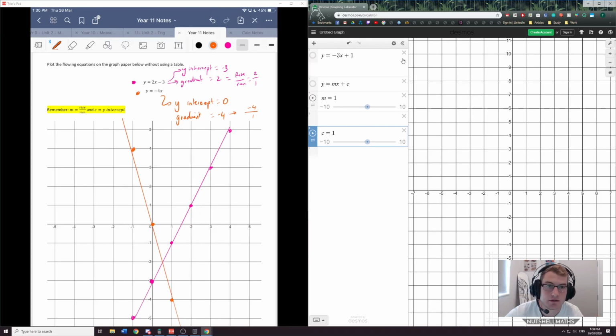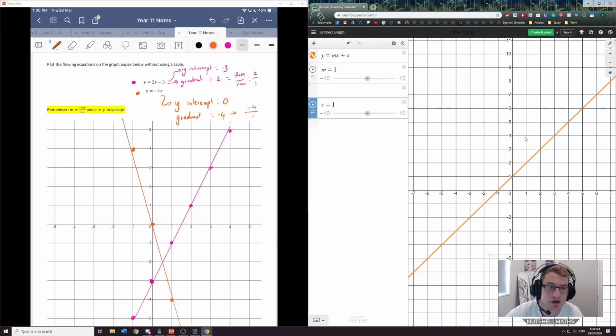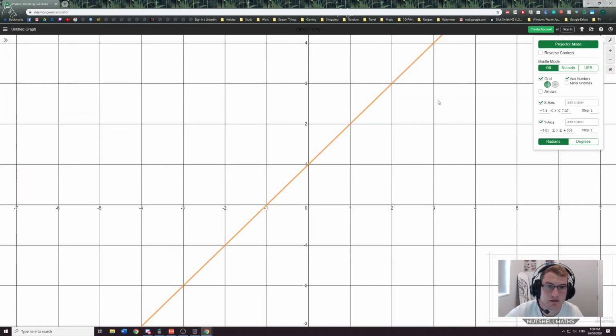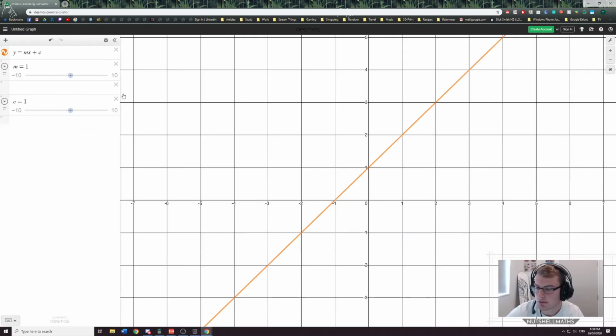Let's ignore these. See this equation here. Can you guys see this okay? Yeah, you should be able to. Right. I've got a formula.